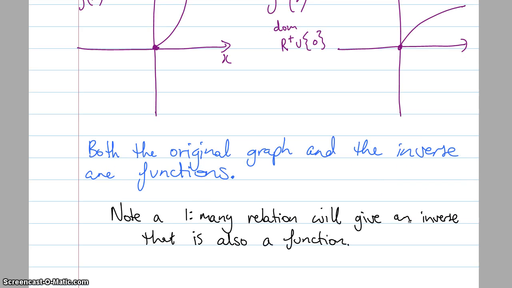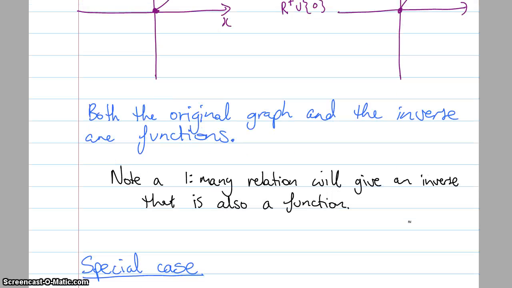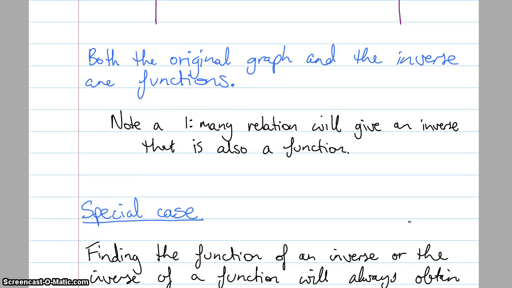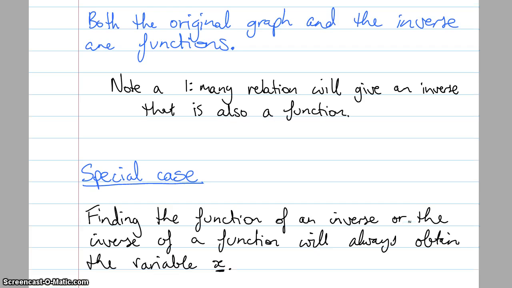The last thing I want to show you is a kind of a special case. This sort of doesn't really fit anywhere, but it will definitely come up in exams and SACs and tests and things. We just seem to like this kind of question because it's actually pretty amazing. If you find the function of an inverse or the inverse of a function, you'll always obtain the variable x. Now again, you might need to replay this 5 or 6 times until you actually understand it, or use the method of staring at it for a really long time. But here's algebraically what I want to show you.